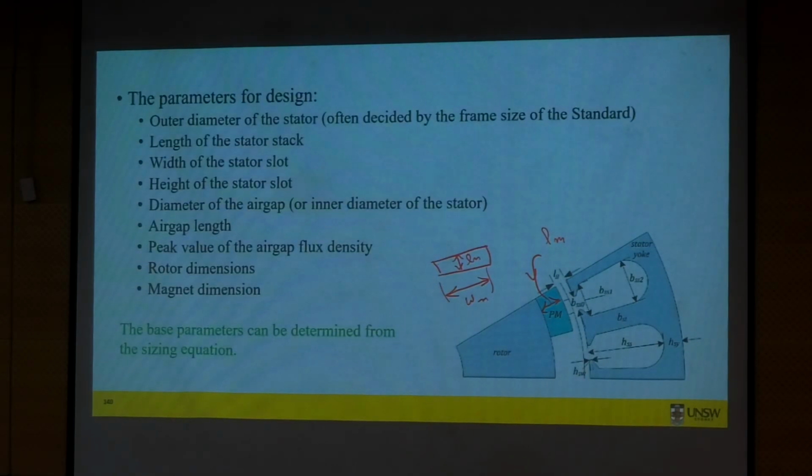So all these other parameters actually depend on your outer diameter and your air gap diameter, and they also depend on how many slots we have, and how we determine the slots we'll talk about later. But you can see the main dimensional parameters that we will need once we determine the other two, D and L. So in the next slides we'll be discussing the equation that we're going to use to calculate D and L.